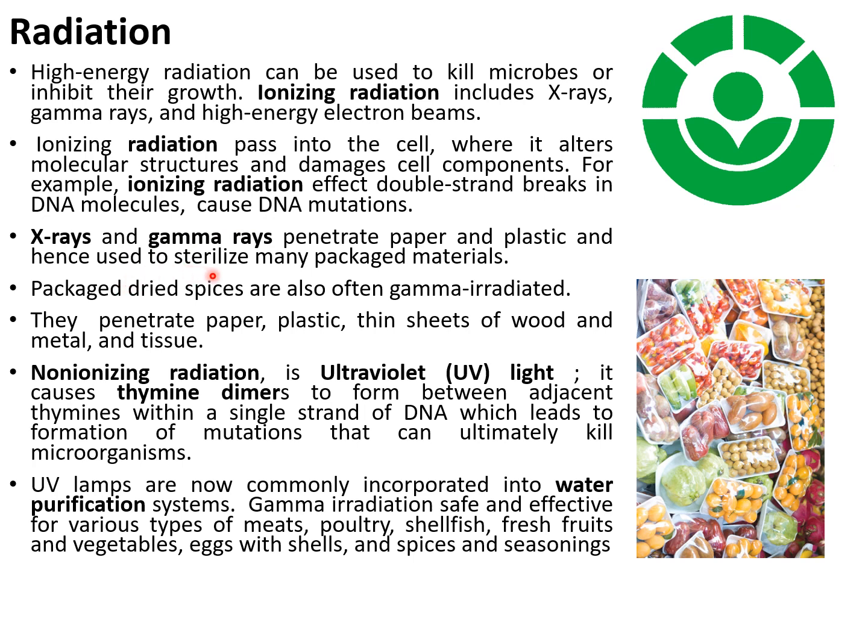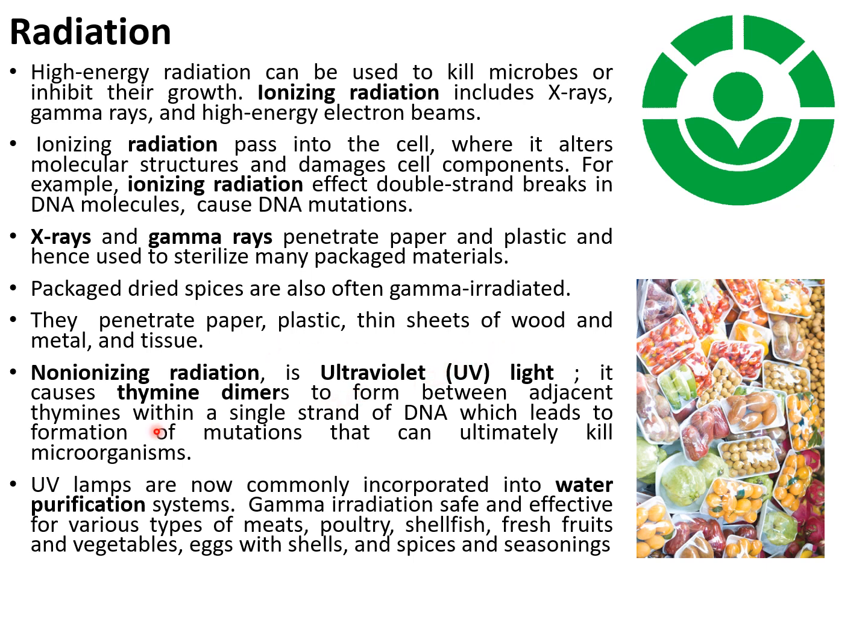X-rays and gamma rays penetrate the paper or the plastic in which the food is packaged. So you can package the food and then sterilize it. And you have packaged dry spices. These are sterilized by using gamma radiations, because gamma radiations easily penetrate paper, plastic, and even thin sheets of metal and tissues.